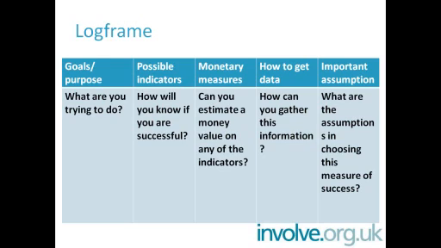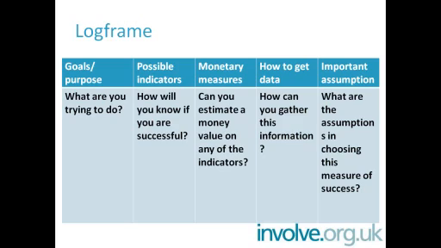So let's do an example. If I'm trying to go on holiday, my goal and my purpose is to relax. I probably can't measure my relaxation levels exactly, but how will I know if it's successful? Well, I'll probably be on the beach. And obviously, can I put a monetary value? Well, actually, I can put a monetary value on my holiday, so it's a very bad example in this case. So let's move back and look at the public engagement example.